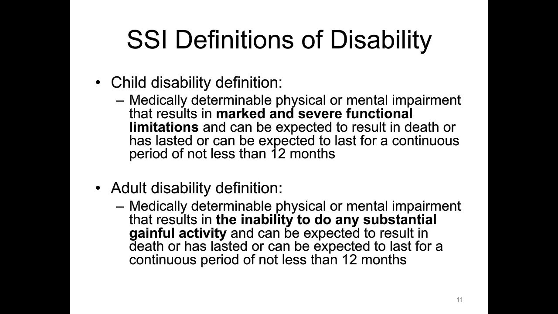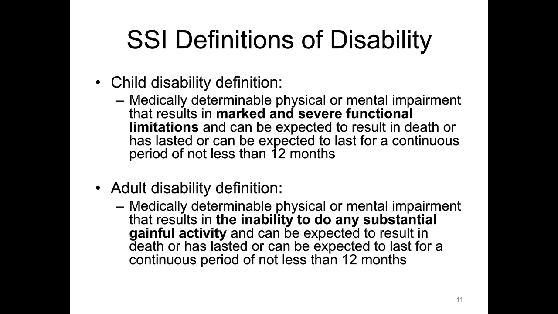Turning to the definition of disability for children and adults under age 65, SSI does have a very specific definition of disability for children. It's a medically determinable physical or mental impairment that results in marked and severe functional limitations and can be expected to result in death or has lasted or can be expected to last for a continuous period of not less than 12 months. For adults, it's similar, but it's a medically determinable physical or mental impairment that results in the inability to do substantial gainful activity and can be expected to result in death or has lasted or can be expected to last for a continuous period of not less than 12 months.